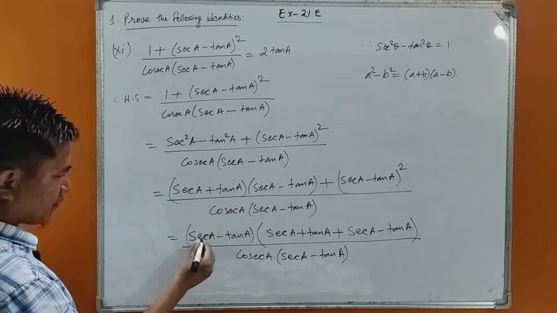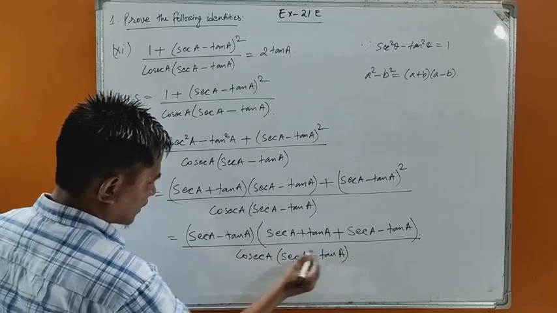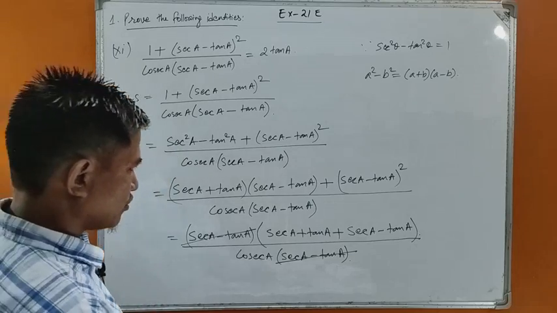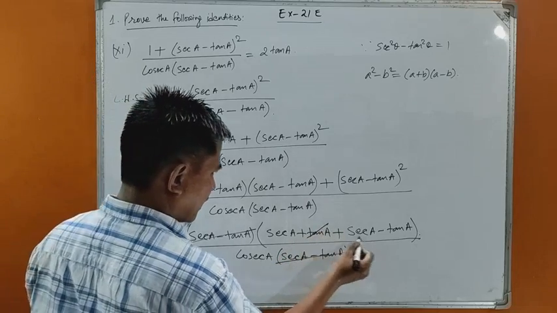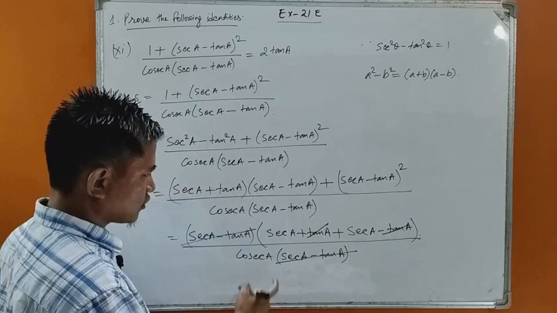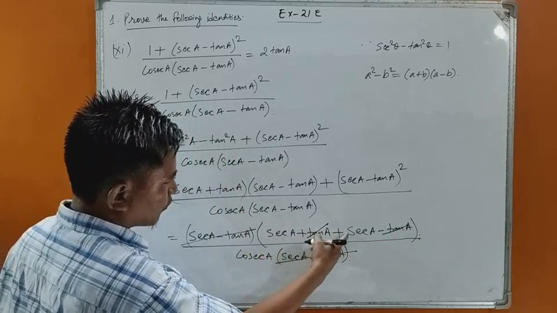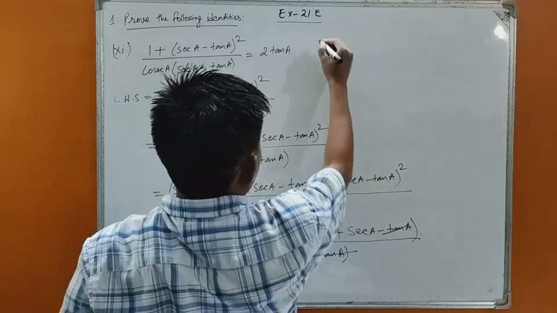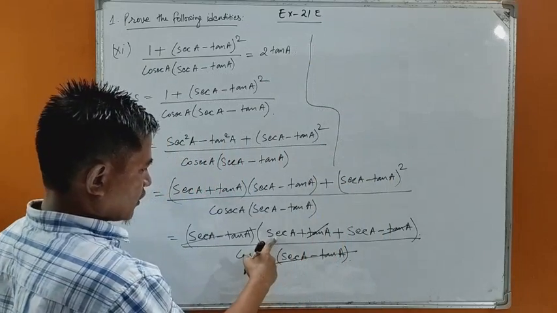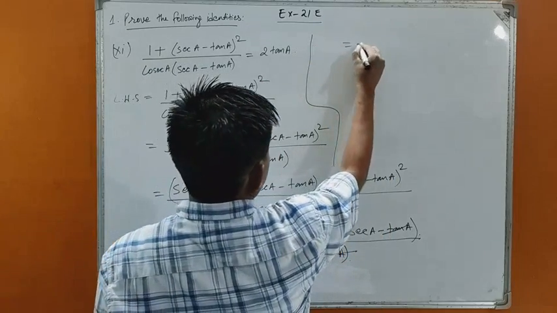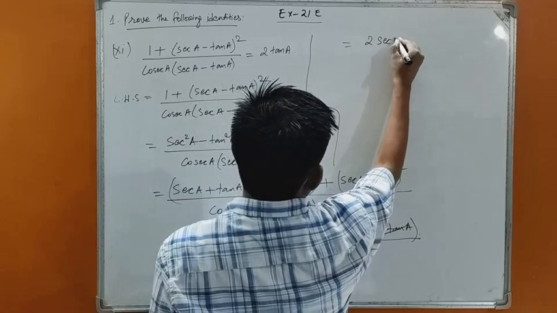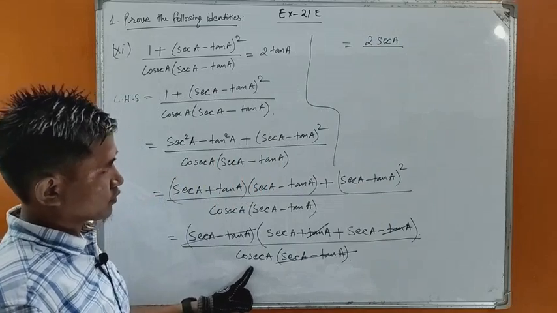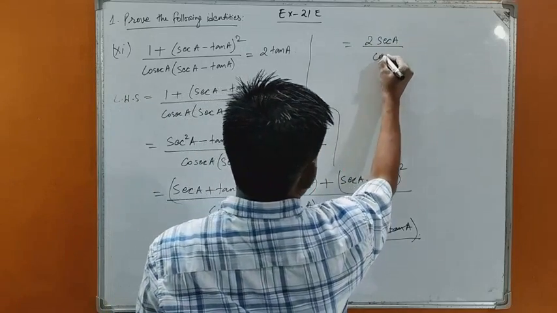Now you can see sec A minus tan A in the numerator and denominator. You can cancel this. So this plus tan A and minus tan A can also be cancelled. So plus sec A and plus sec A, plus sec A equals 2 sec A upon cosec A, isn't it? So this is cosec A.